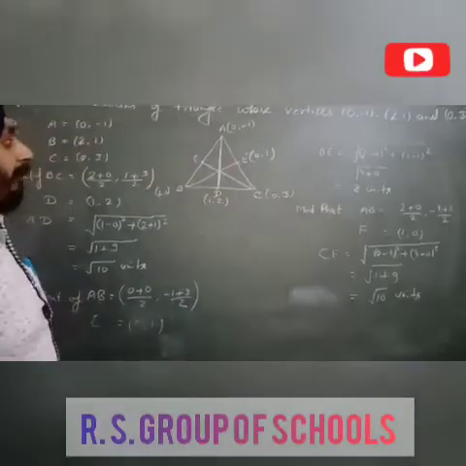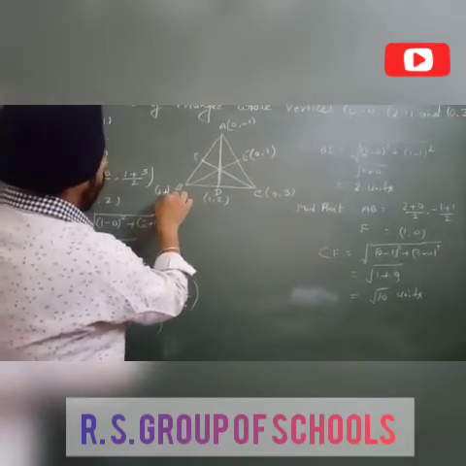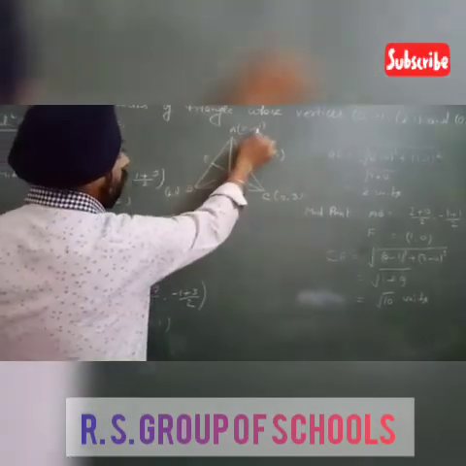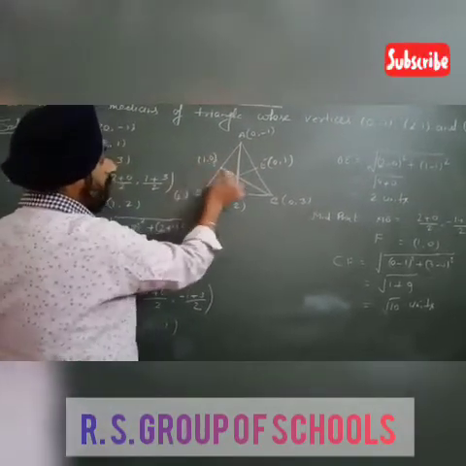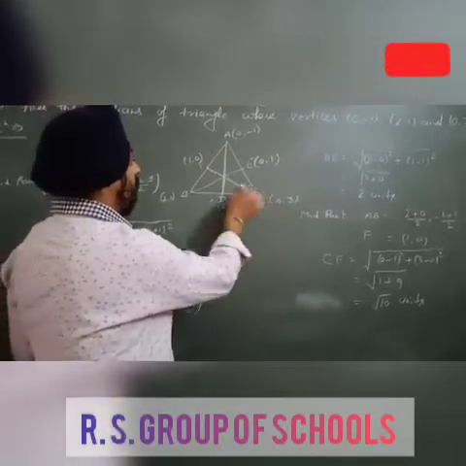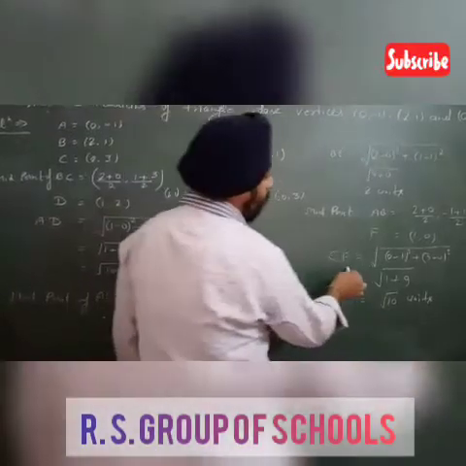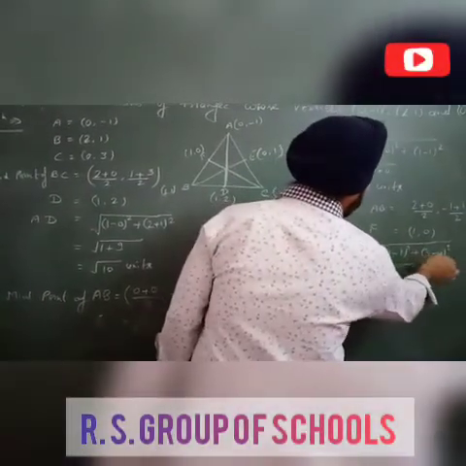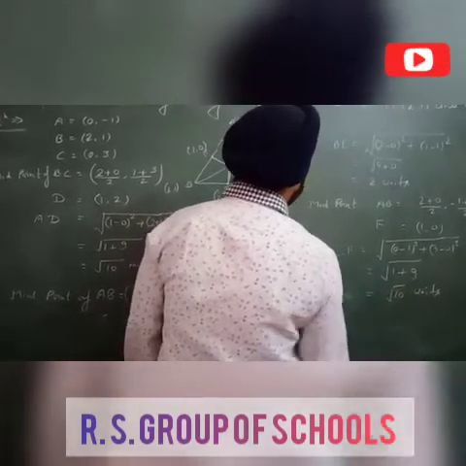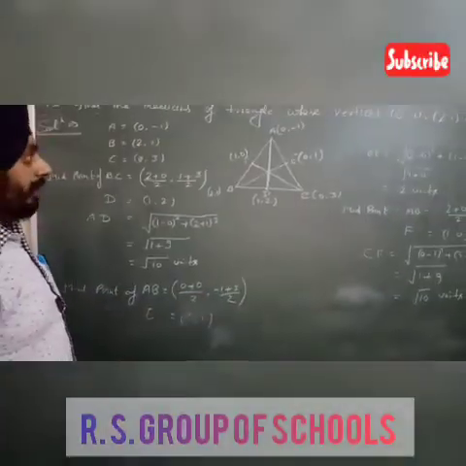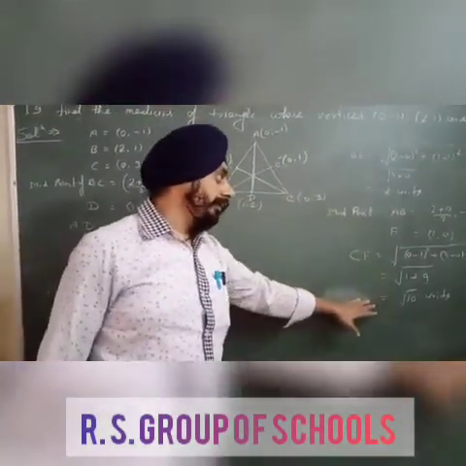Now we find the midpoint of AB. We let A be (x1, y1) and B be (x2, y2). Then (2 plus 0) by 2, (1 minus 1) by 2 gives (1, 0). So F is (1, 0). Now we find the distance between point C and F, the length of median CF. CF equals root of (0 minus 1) whole squared plus (3 minus 0) whole squared, equal to root of 1 plus 9, which is root 10 units. In this way we find all medians of the triangle: root 10 units, 2 units and root 10 units.